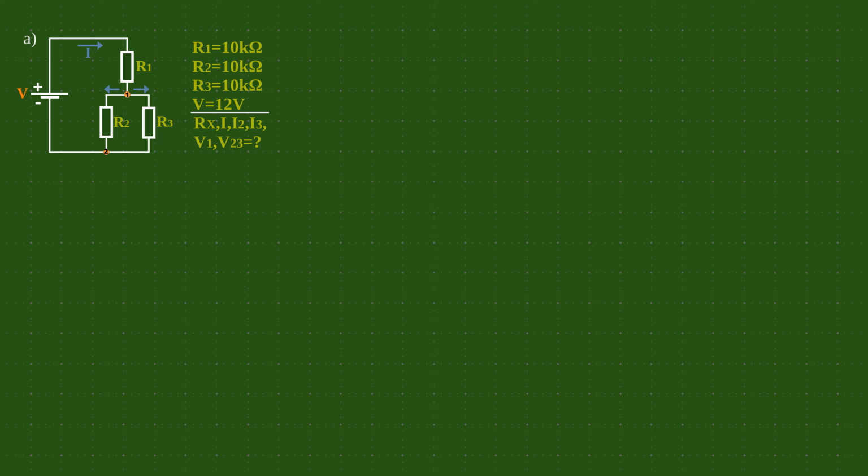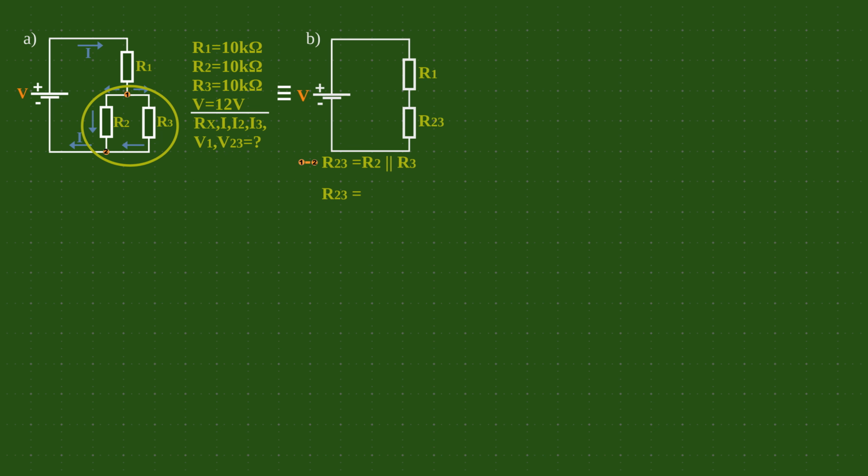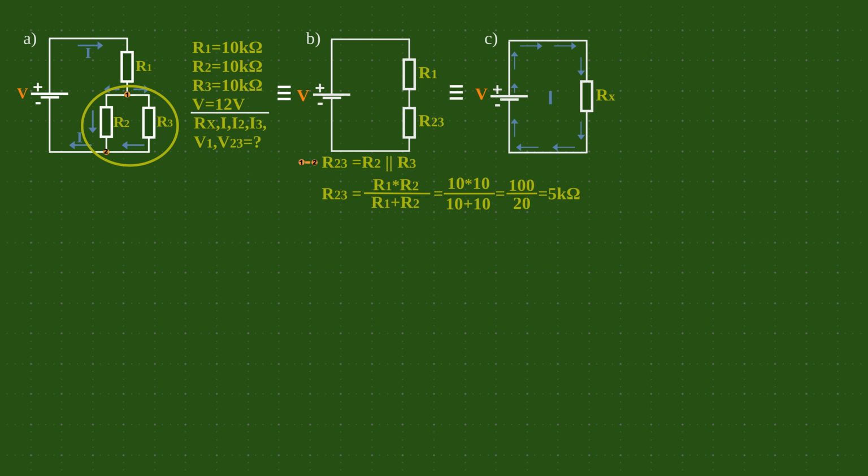In node 2, these currents are reconnected, and this is a clear signal that this is a parallel connection of resistors R2 and R3. The total resistance of resistors R2 and R3 is calculated as follows, and the diagram can be simplified. Diagram B shows that we now have a classical series circuit consisting of resistors R1 and R2-3. We calculate the total resistance.